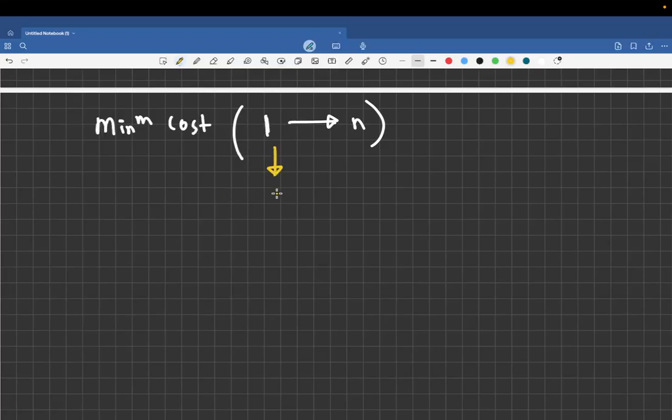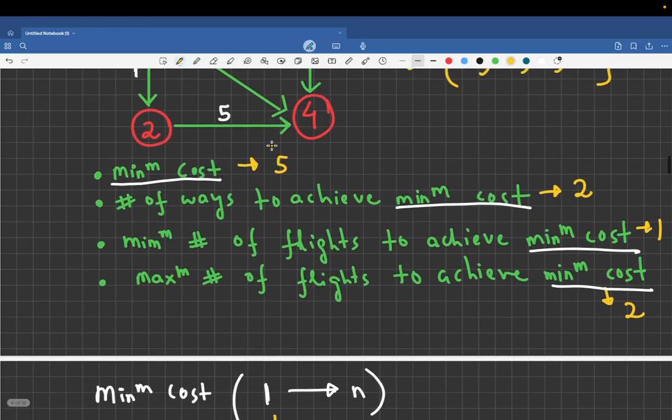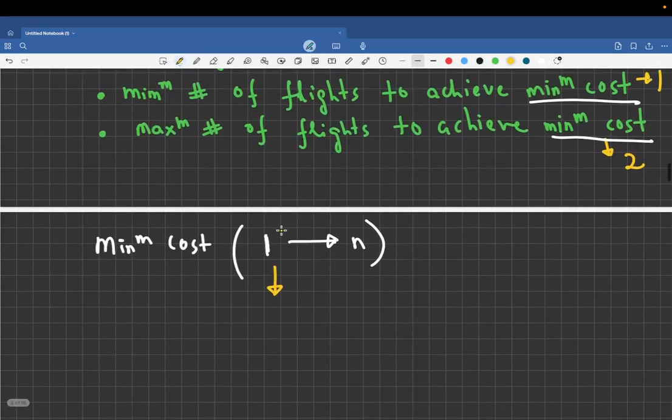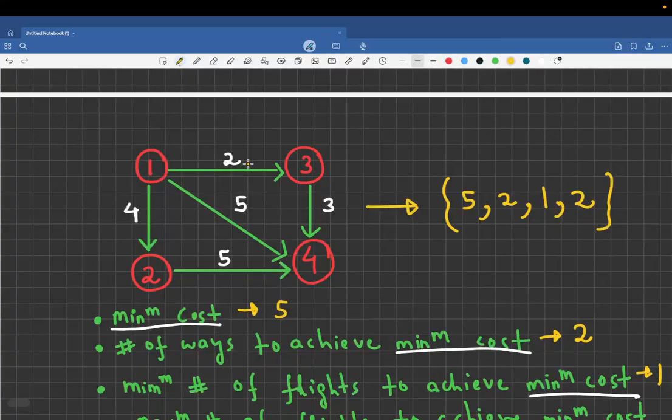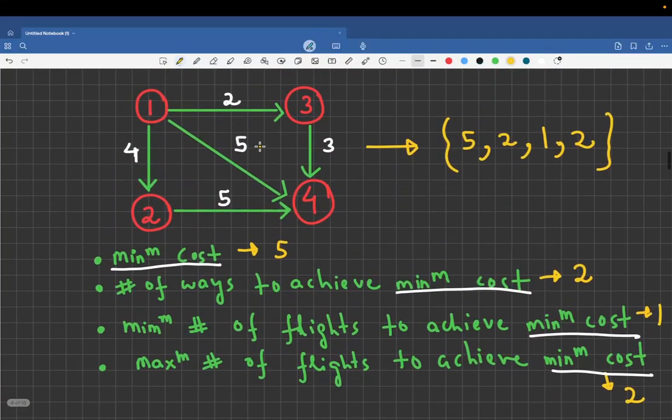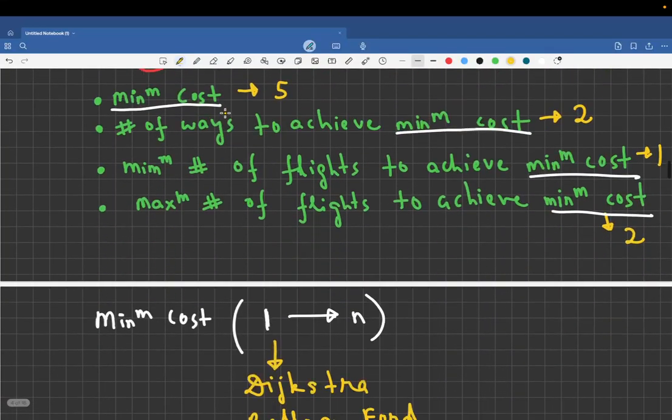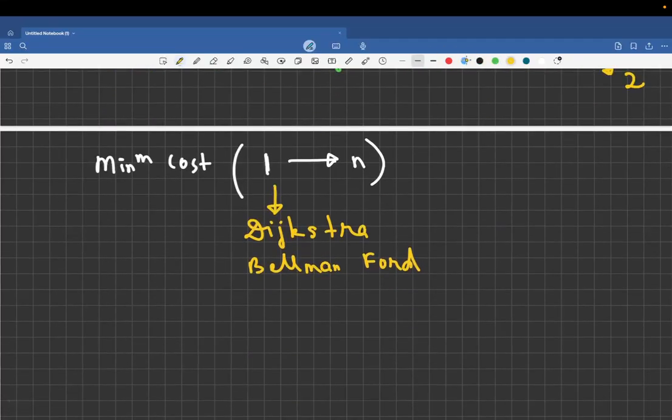There are two algorithms that we generally use for single source shortest path. What are those two algorithms? Dijkstra and Bellman-Ford, right? Now, when does Dijkstra not work? Dijkstra does not work if you have negative weight edges in the graph. But in this particular problem, you won't have negative weight edges, right? So in this particular problem, to calculate the minimum cost, I am going to use Dijkstra.